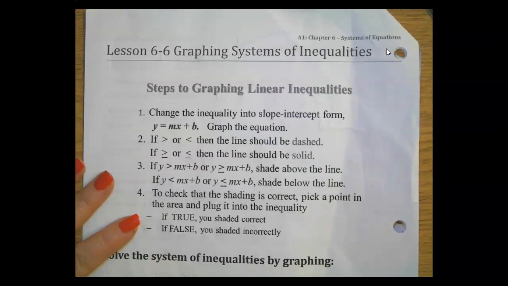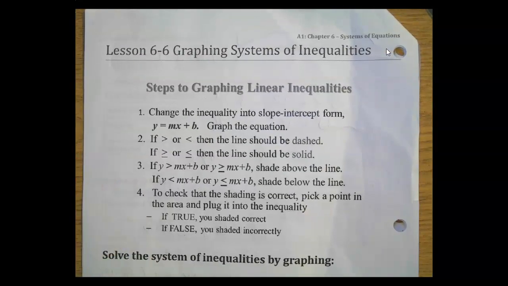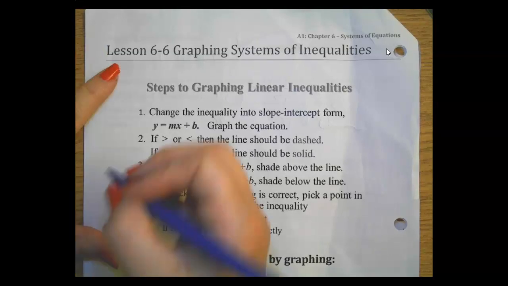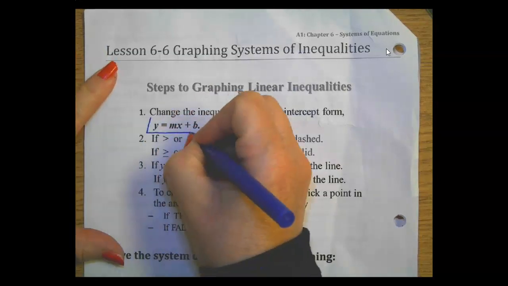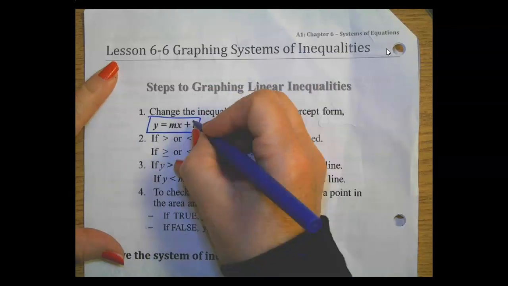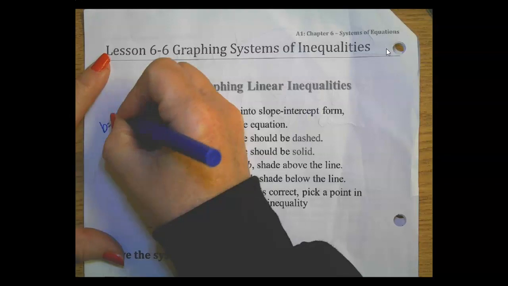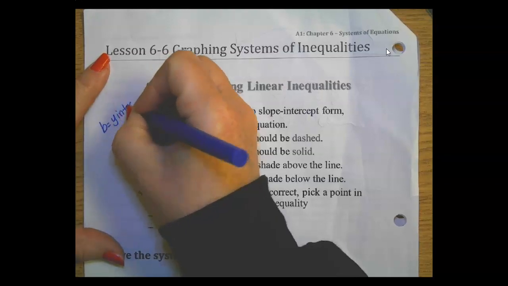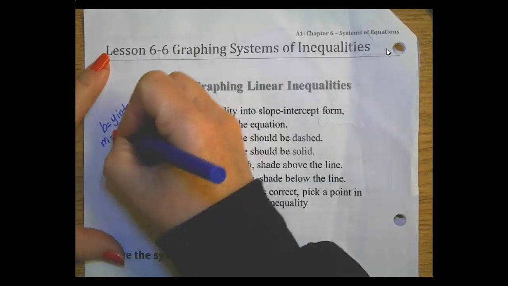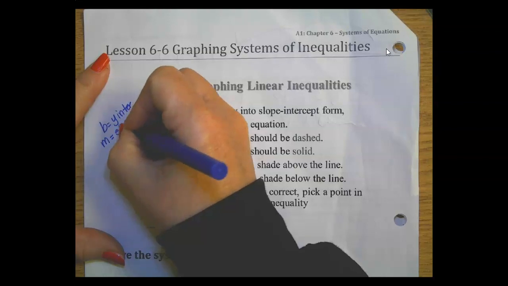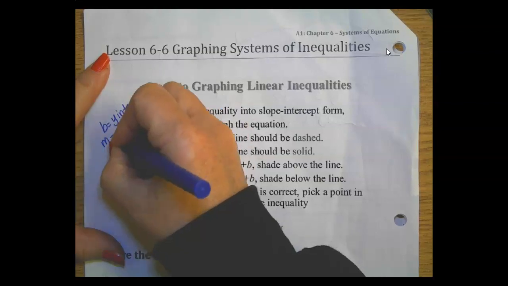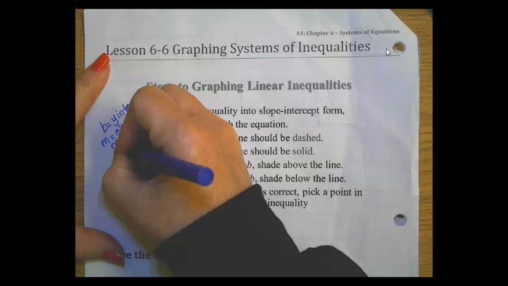Okay guys, we're starting our last lesson in chapter 6. This is called Graphing Systems of Inequalities, and here are the steps. Anytime you're graphing, make sure it's in this format that you're familiar with. The B is your y-intercept, and the M is your slope.